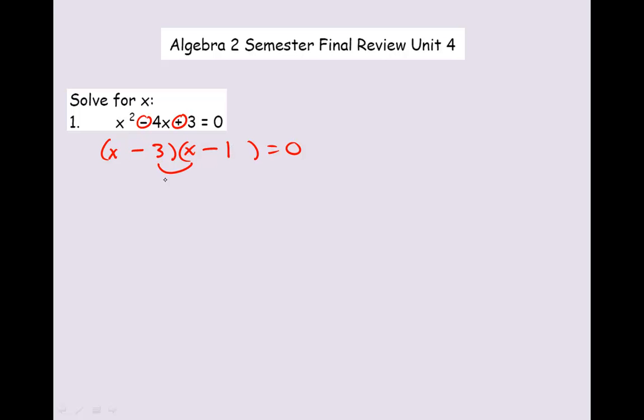Multiply the inside just to double check this. That's negative 3x. Multiply the outside, you get a negative 1x. When you add that up, you get negative 4x. So we've guessed and we've checked. We've verified that this is the proper factorization.